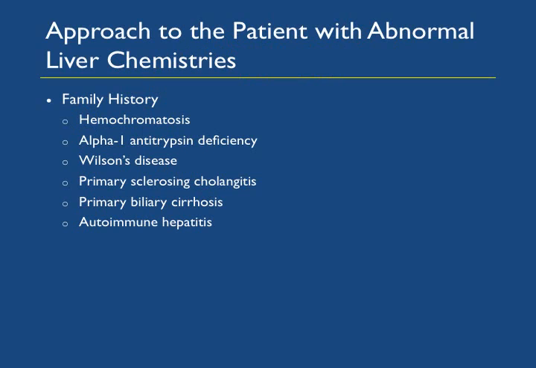Moving from laboratory abnormalities to history taking, I would just like to focus on some important historical points in the approach to the patient with abnormal liver chemistries. A family history is very important. There are 3 autosomal recessive disorders to consider in patients with chronic liver disease, including hemochromatosis, alpha-1 antitrypsin deficiency, and Wilson's disease. In addition, there is familial clustering of primary sclerosing cholangitis, primary biliary cirrhosis, and autoimmune hepatitis.